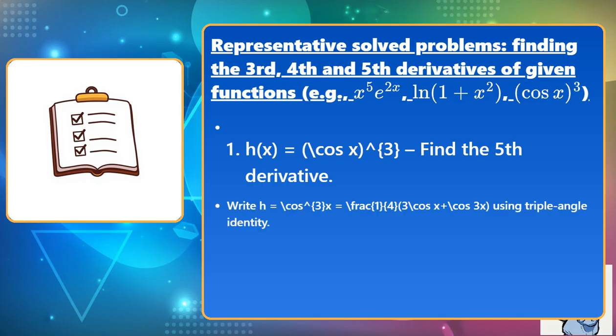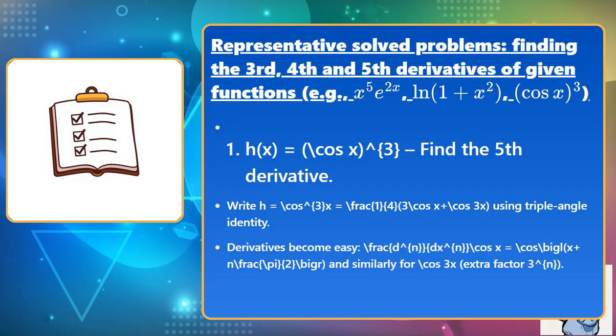Write h equals cosine cubed x equals 1/4 times [3 cosine x plus cosine 3x] using the triple angle identity. Derivatives become easy. The nth derivative of cosine x equals cosine of [x plus n times pi over 2], and similarly for cosine 3x with an extra factor 3 to the n.